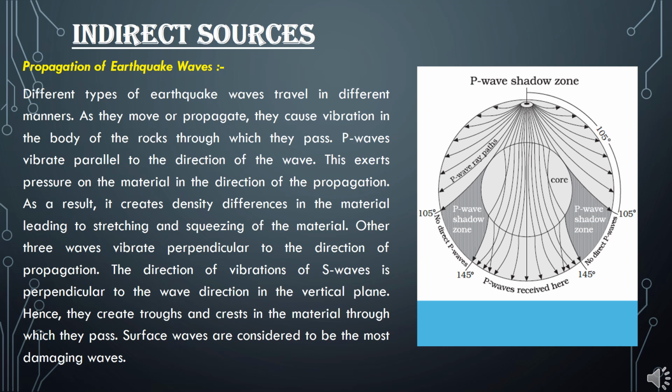Other three waves vibrate perpendicular to the direction of propagation. The direction of vibrations of S waves is perpendicular to the wave direction in the vertical plane. Hence, they create troughs and crests in the material through which they pass. Surface waves are considered to be the most damaging waves.